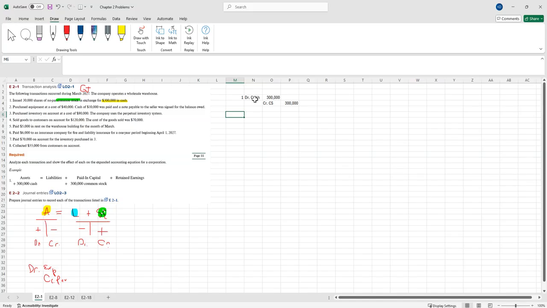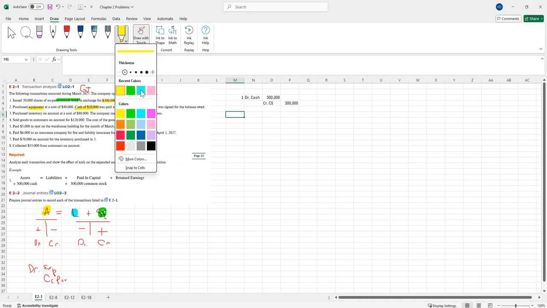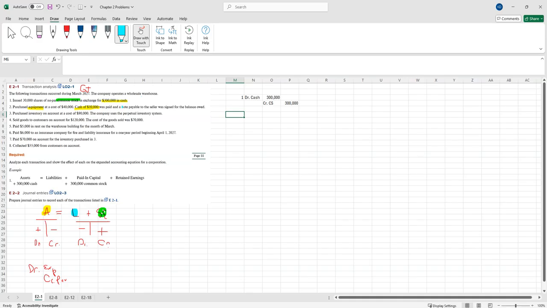Okay, next up, let's look at the second one here. Purchased equipment for $40,000. Of that amount, 10 was paid in cash and the rest was on a note. So we have cash in play, we have equipment in play, both of which are assets, and then we have a note payable in play.